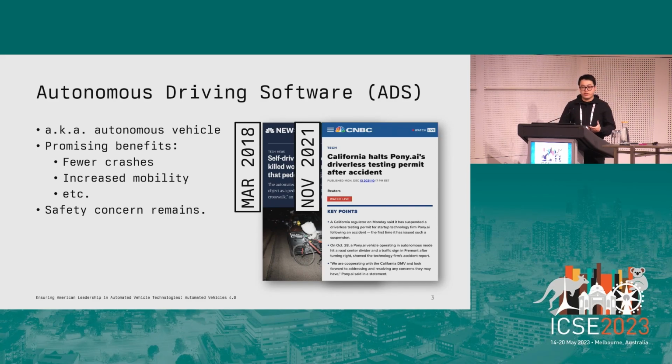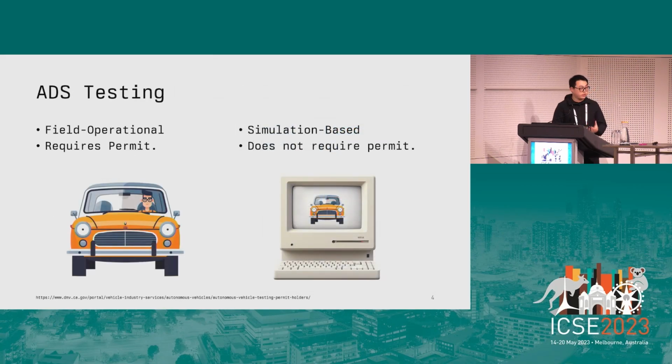So to ensure ADS safety, we have been focusing on ADS testing, and currently there are two ways of testing ADS. One is field operational, which requires a permit. And in California, only 40 companies have this kind of permit. We will see a safety driver sitting in an autonomous vehicle ready to take over in case of emergencies. And then the other kind is simulation-based testing, which does not require a permit. And this is the kind of testing that we have been focusing on.